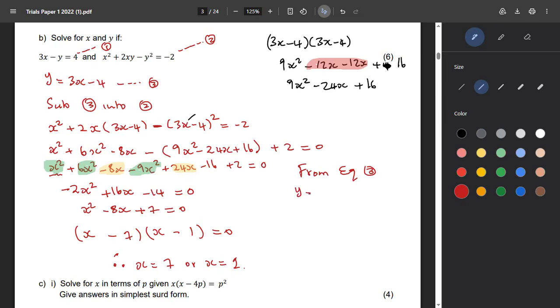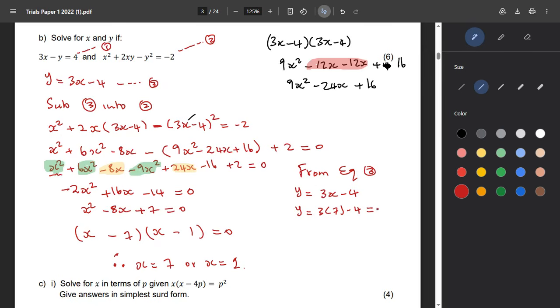Remember, equation 3 was y is equal to 3x minus 4. So this will be y is equal to 3, where x, you're going to put 7, then you subtract 4. So that will be the corresponding y value. So that will be 3 times 7. I think that's like 21.